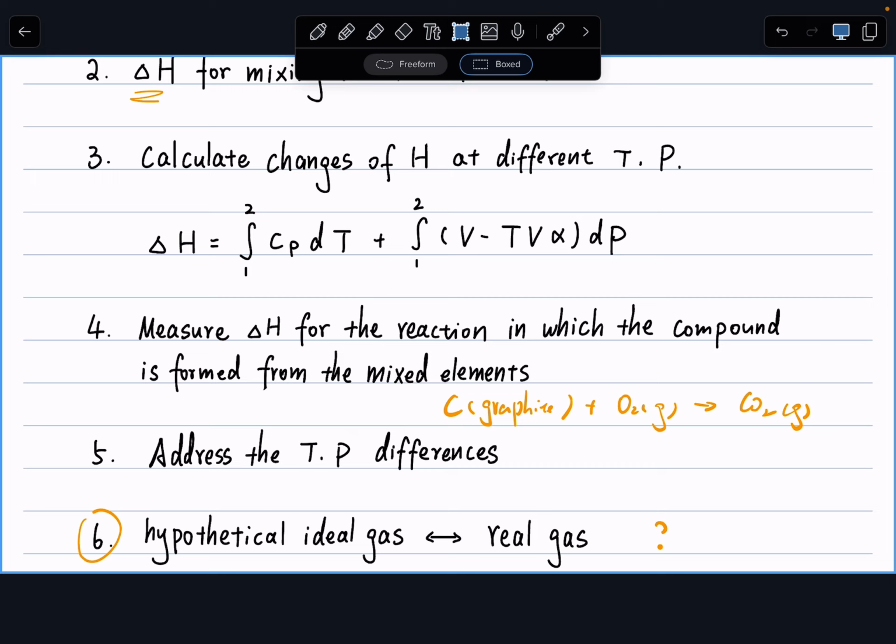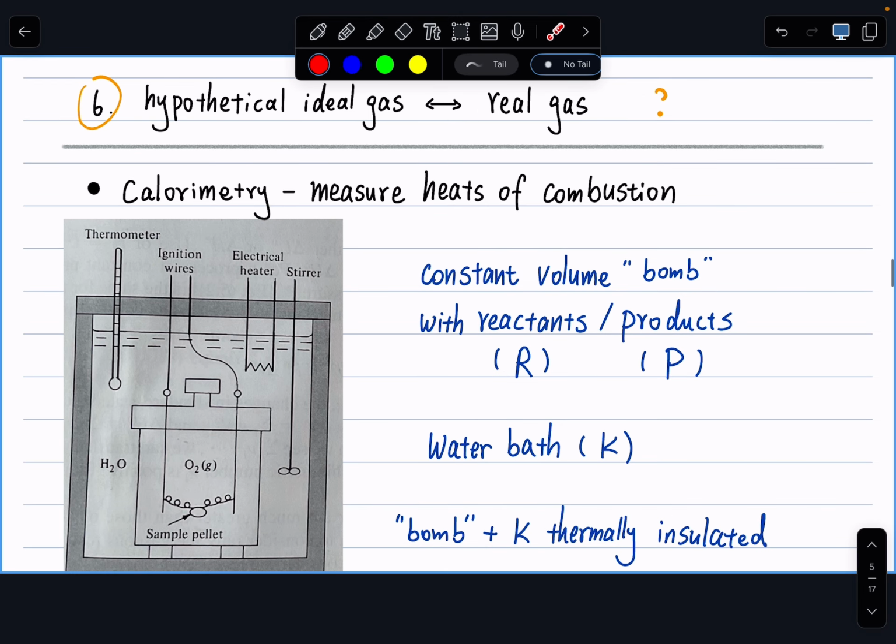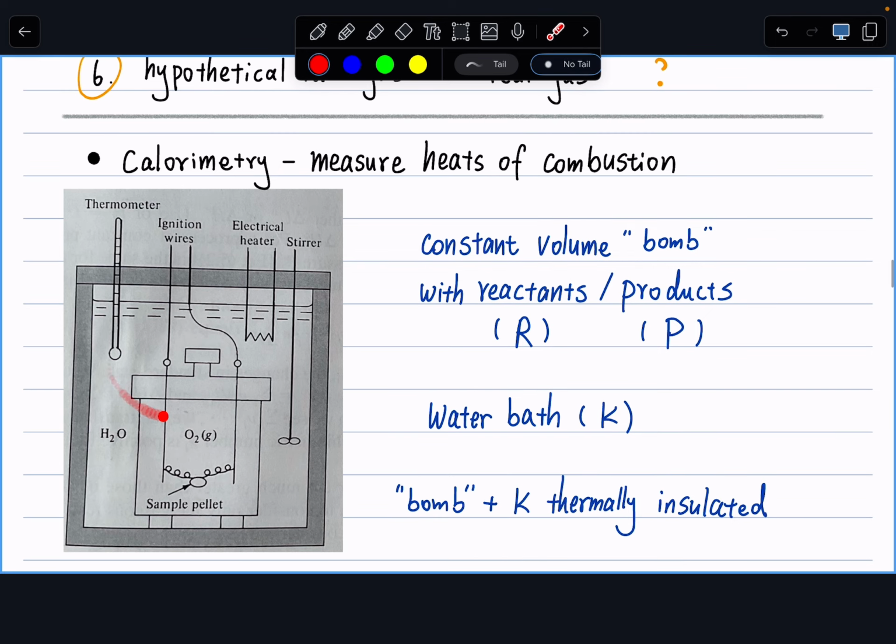So we'll start from the first one, which is talking about the measurement of delta H of a reaction when the compound is formed. Okay, so getting started, how are we measuring the actual heat of formation? So this is the experimental setup called calorimetry. So what do we have here? This is a typical setup of a calorimetry.